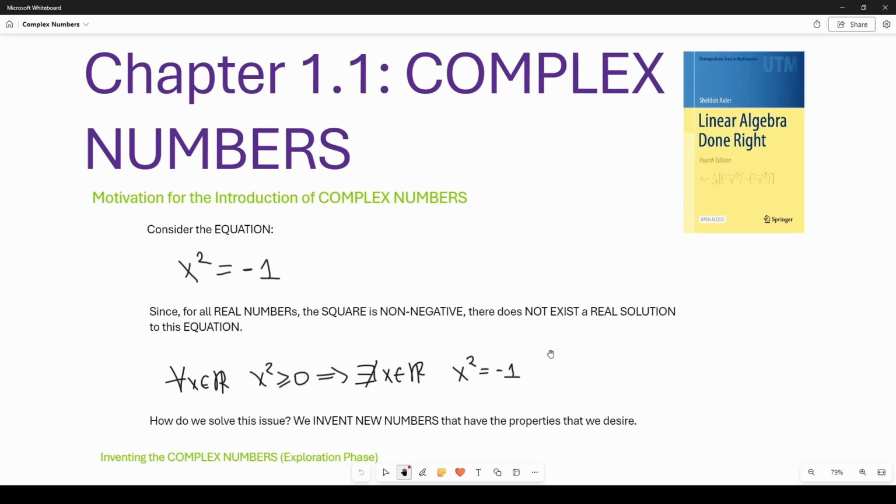So, written in a mathematically formal, logically formal notation, we have that for all x belonging to the set of real numbers, x squared is greater than or equal to 0. So it follows that there does not exist an x belonging to the set of real numbers such that x squared is equal to minus 1. So this equation has no solution. Sad. So how do we solve this issue? Well, we just invent new numbers and expand our toolbox so we can solve equations of this form. And that's what we're going to do now.